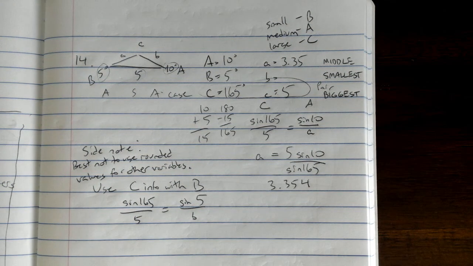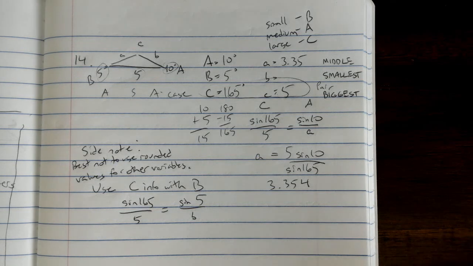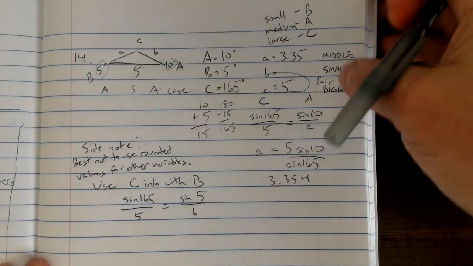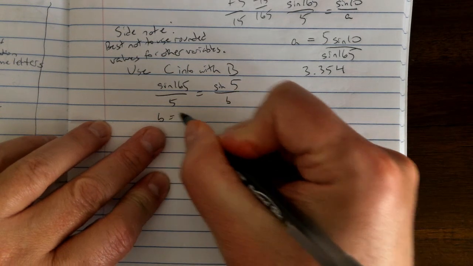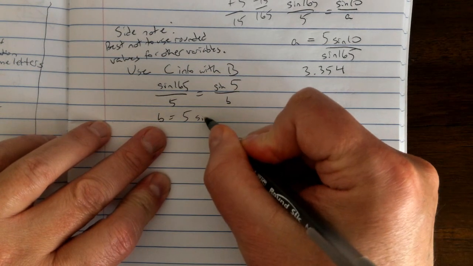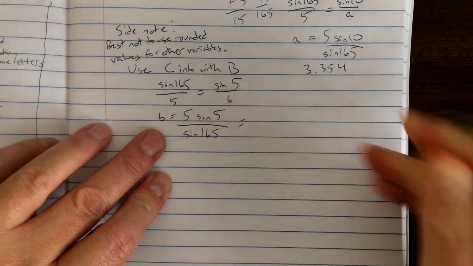So always remember, across from the smallest angle is the smallest side. Across from the largest angle is the largest side. Okay, so now we just cross multiply. And so then we get B equals 5 sine 5 over sine 165.